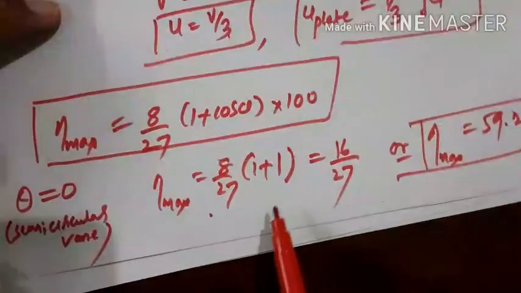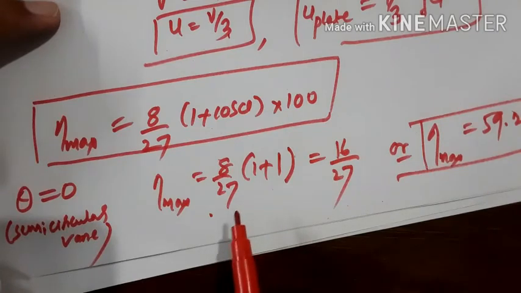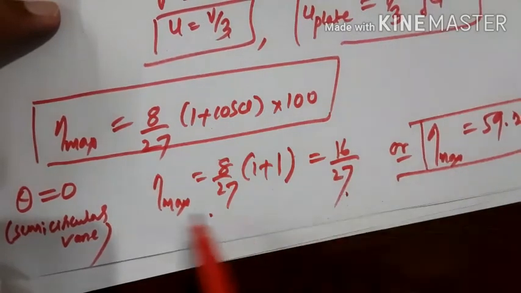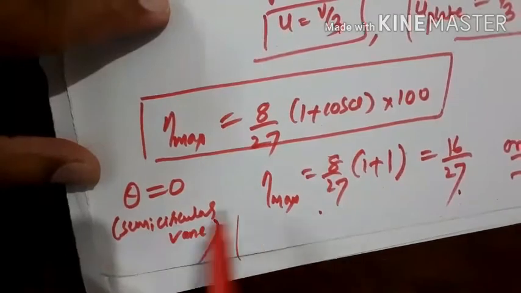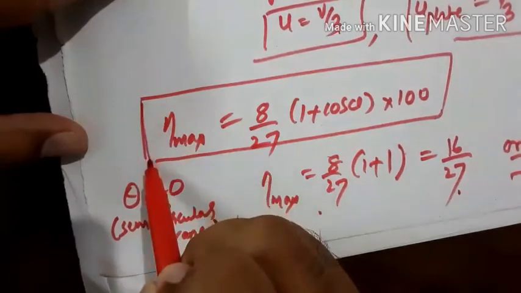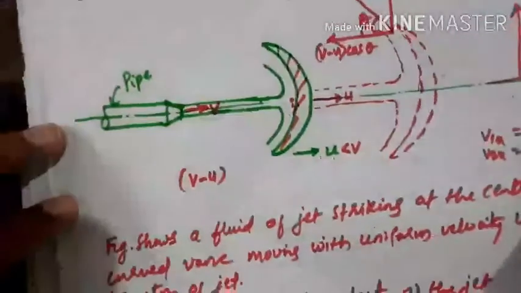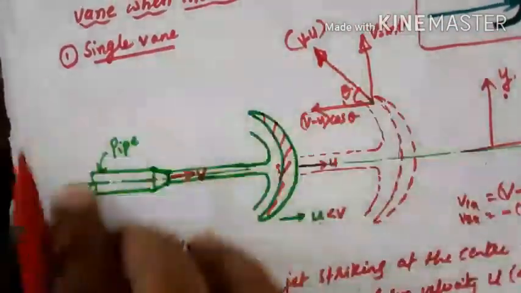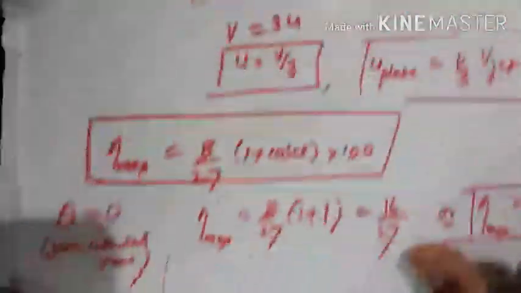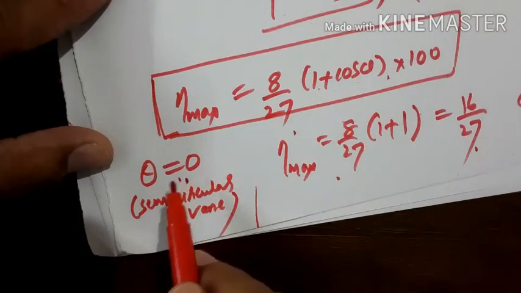Okay, so many times this question has been asked in exams. Prove that for a semicircular vane, with the jet striking at the center, the efficiency is 16 by 27. So this is the proof. When they are asking for a semicircular vane, you have to take theta equal to 0. If they are asking only for a curved vane, prove that 8 by 27 (1 plus cos theta) into 100. Just take the curved vane like this, draw this figure, then derive it. If they are mentioning particularly a semicircular vane, derive this equation, then substitute theta equal to 0. So theta equal to 0 means it's a semicircular vane.